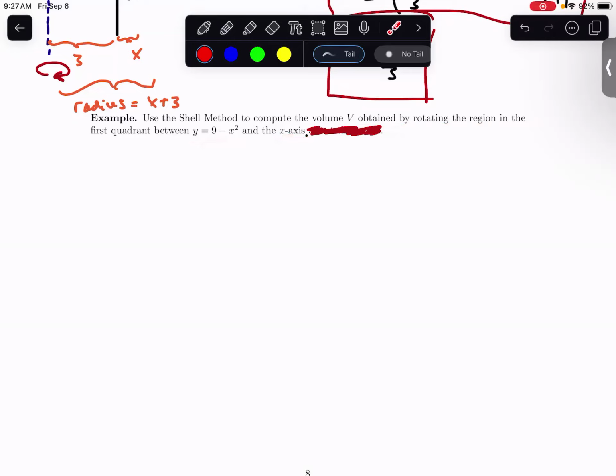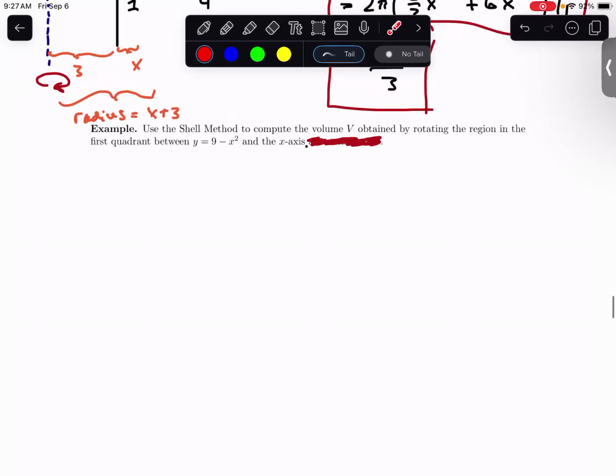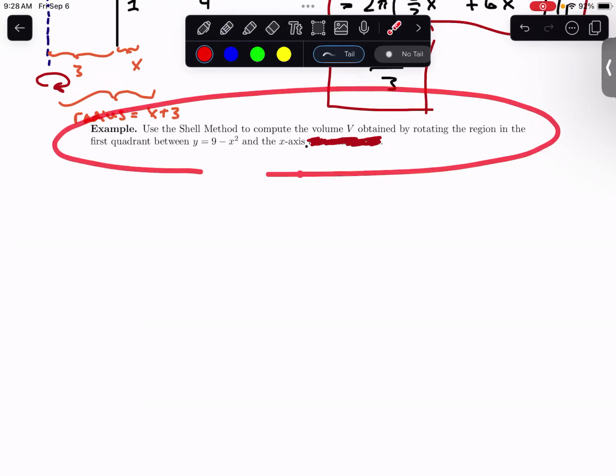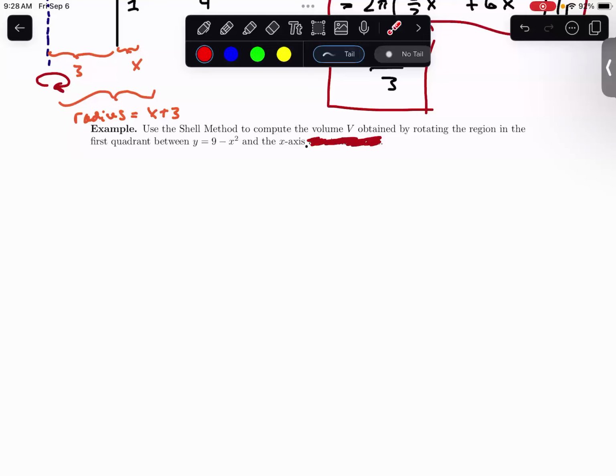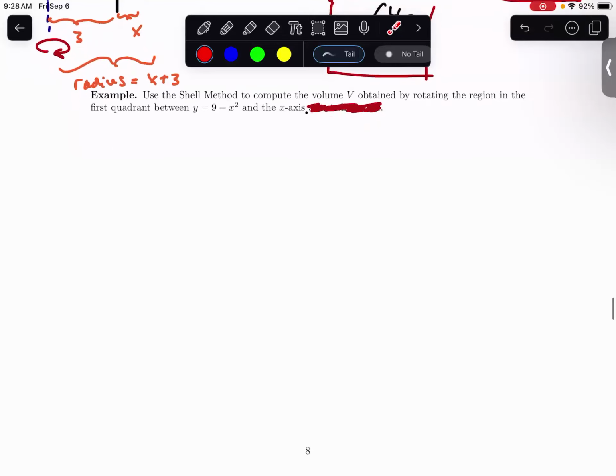And so how this goes is you write things in terms of x as a function of y. I kind of want to skip this because in practice on the exam, if you're rotating about the x-axis, you're just going to use the disk method instead of the shell method. So I wouldn't really ever want you to use the shell method in this situation. So I'm actually going to just skip this one.